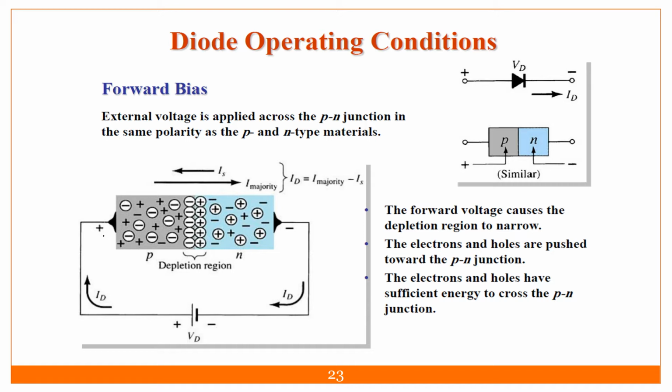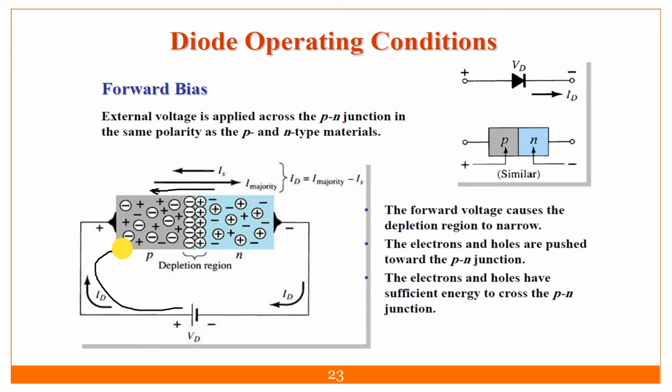Here is the positive supply. So the electrons will get attracted to this side. But this is nothing but negatively charged. Sorry, this is nothing but the minority charge carriers, and here holes are there. They get attracted to this side. So what will happen? The current is going to flow in this direction.